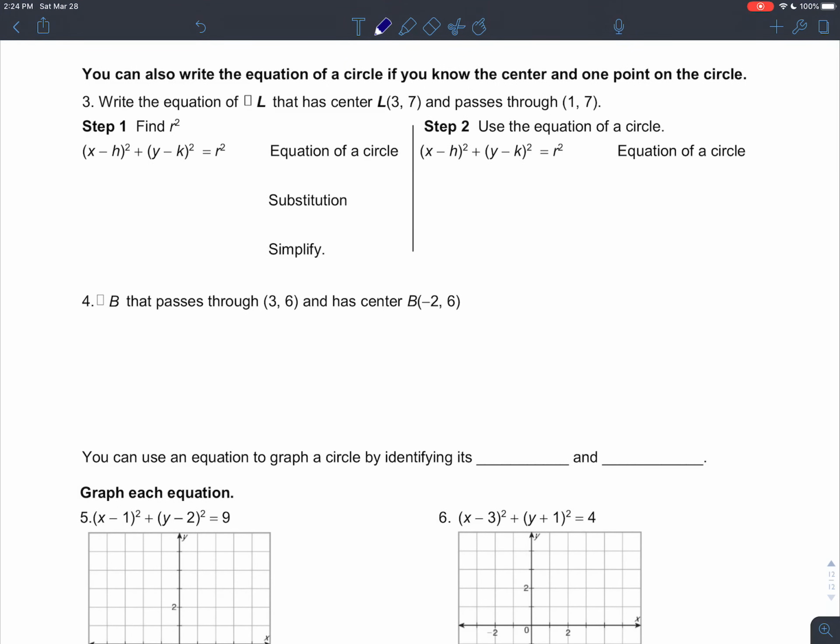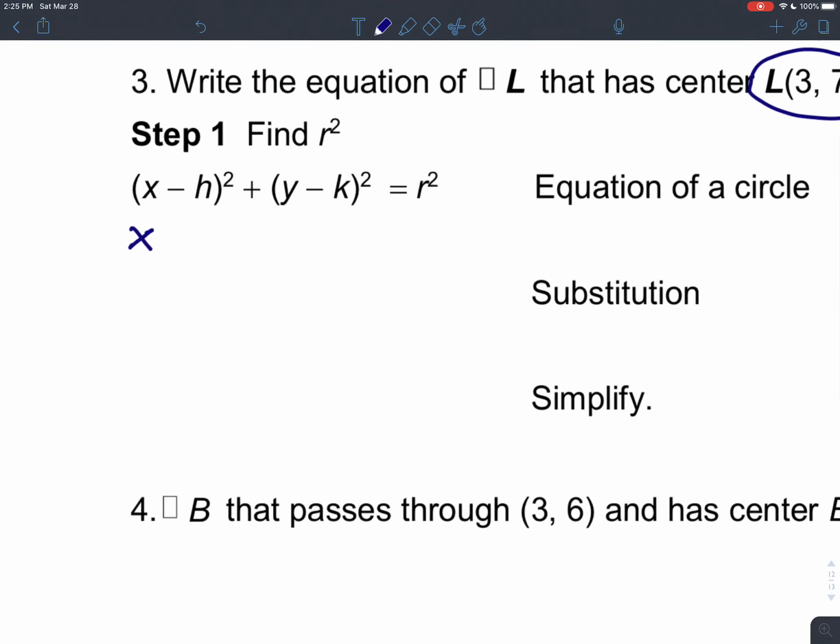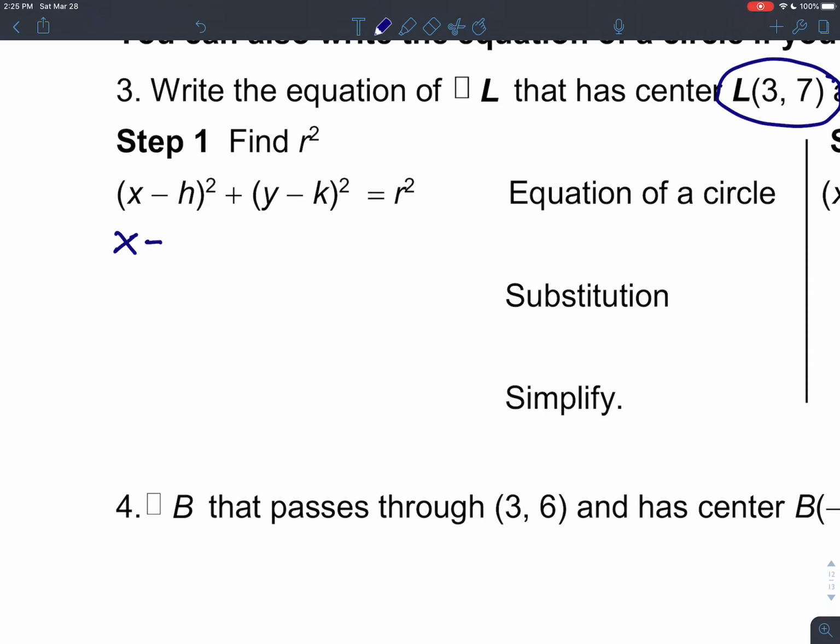So we can also, if we are given the center and some point on the outside, figure out what the radius is going to be, which means that we can write the equation of the circle. So if we plug in our center, x minus 3 squared, I just took that from the center, plus y minus 7 squared equals r squared. We don't know the radius yet.